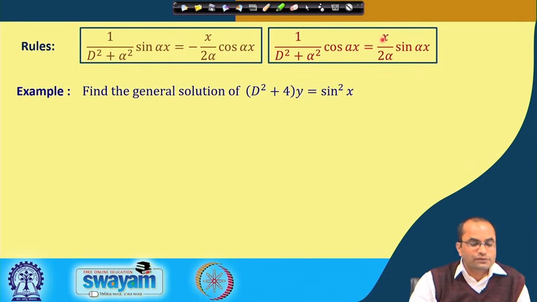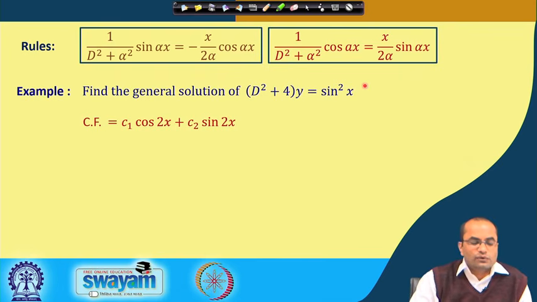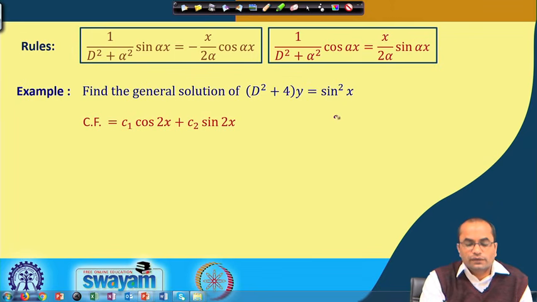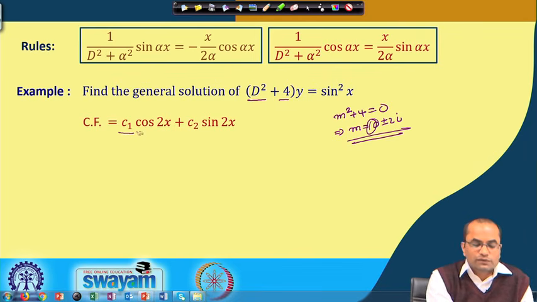Just an example: find the general solution of d square plus 4 y equal to sin square x. Because we need a general solution, we first have to find the solution of the homogeneous equation, or rather the complementary function. The auxiliary equation will be m square plus 4 is equal to 0. So, m is equal to 0 plus minus 2i, and then the complementary function takes e power 0 x, that is 1. So, C1 cos 2x and C2 sin 2x.